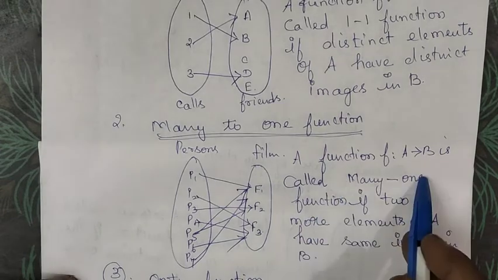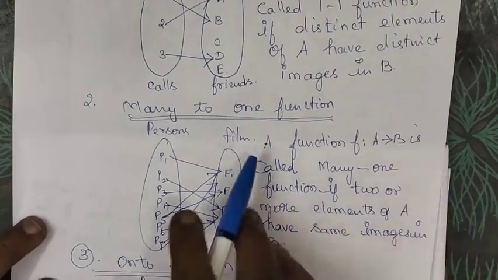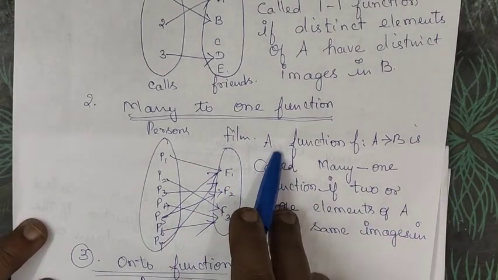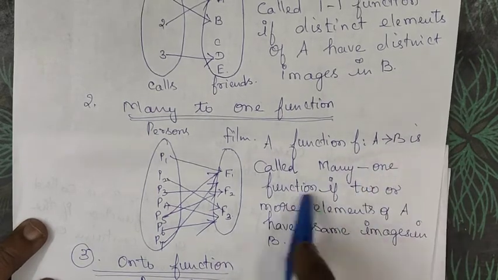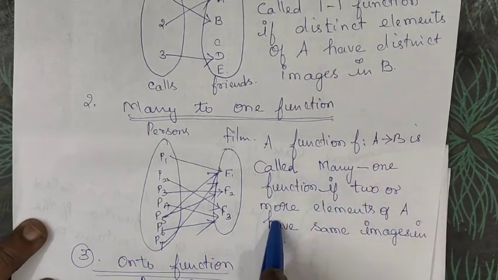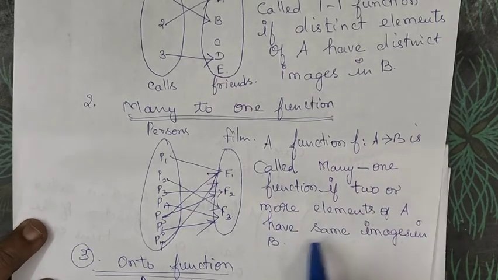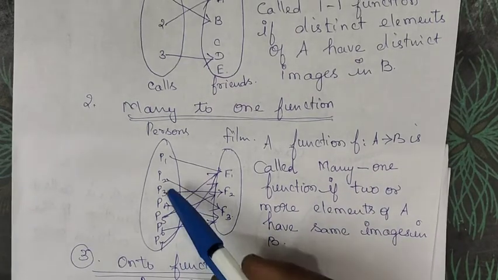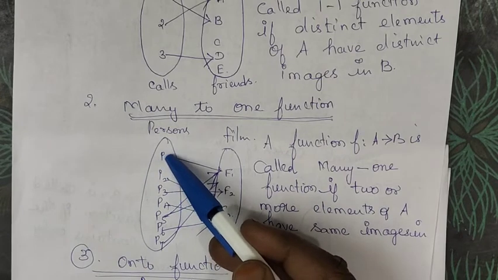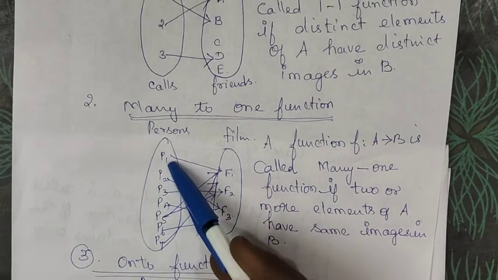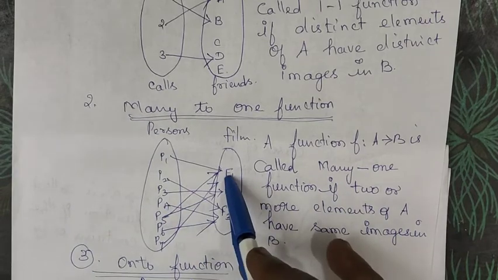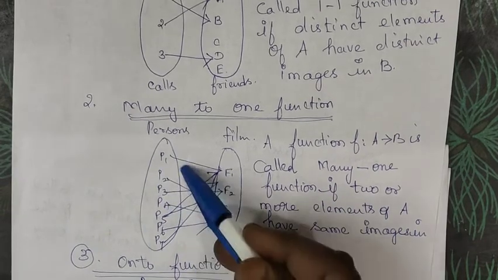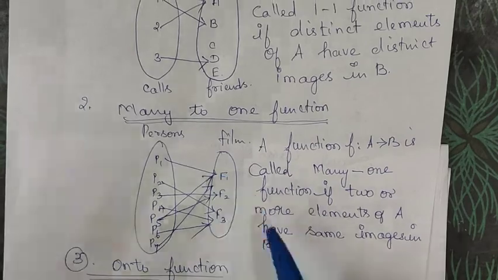So this is given as an example, and the definition is: a function f from A to B is called a many-to-one function if two or more elements of A have the same image in B. That is, there are these three pre-images, P1, P5, P7. If these three pre-images have the same image, that is a many-to-one function.